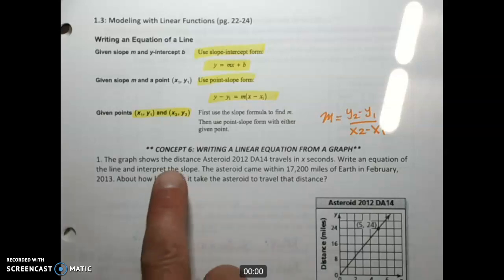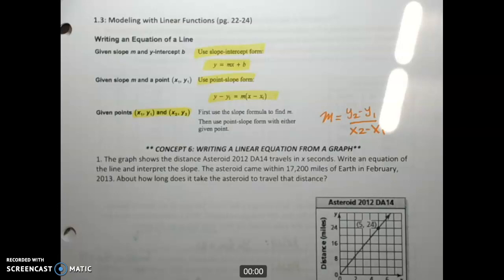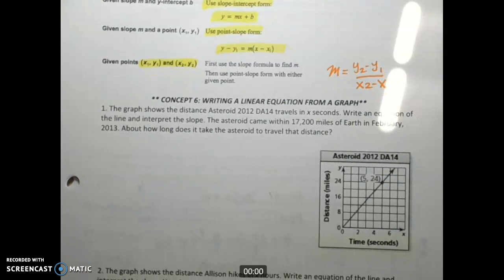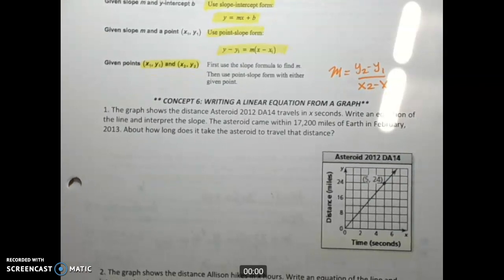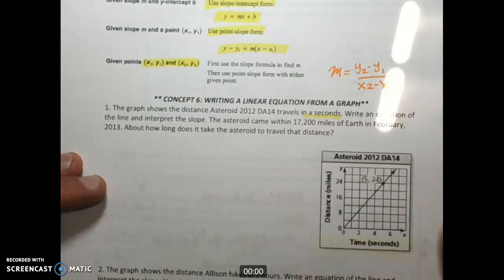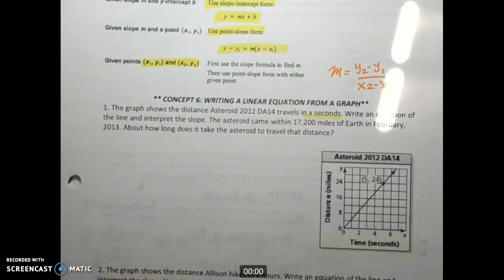Okay, here we really should say concept 1, I'll have to change it, but what we're going to do is write a linear equation from a graph. Okay, so the graph is right here, illustrated on the bottom, and I'm going to go ahead and read this to you. The graph shows the distance asteroid 2012 DA14 travels in x seconds. Key, x is seconds. Alright, write an equation for a line and interpret the slope. Alright, that's two separate things.